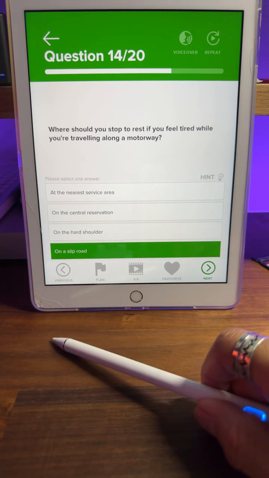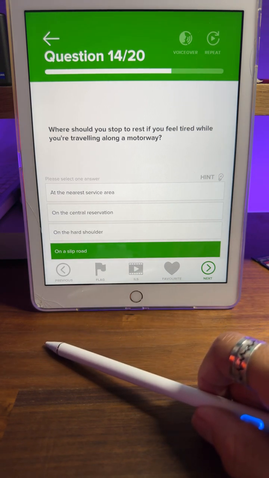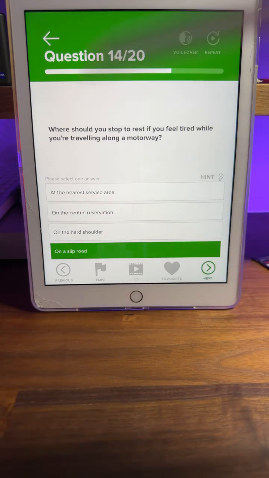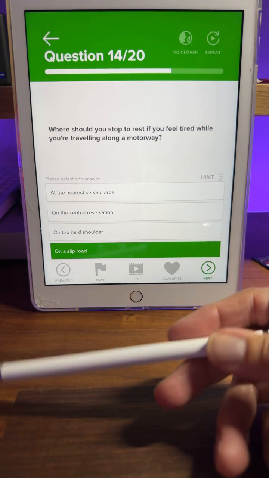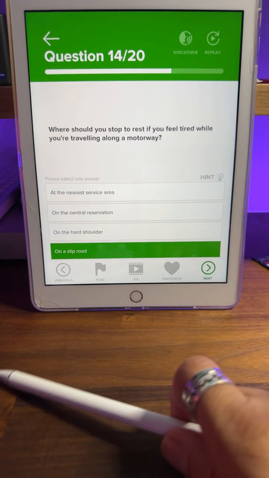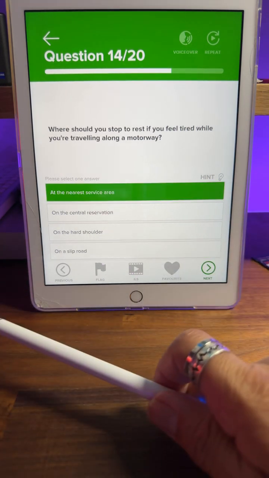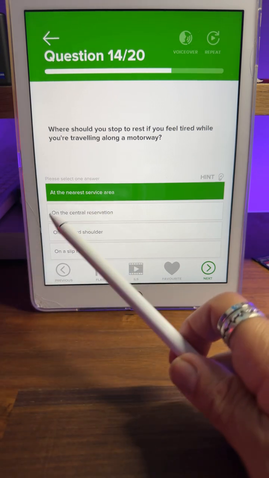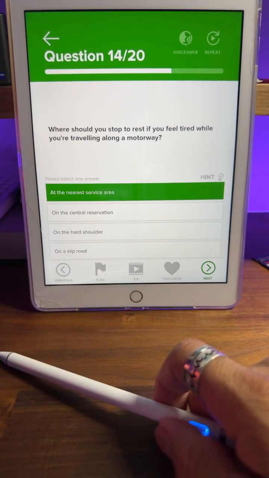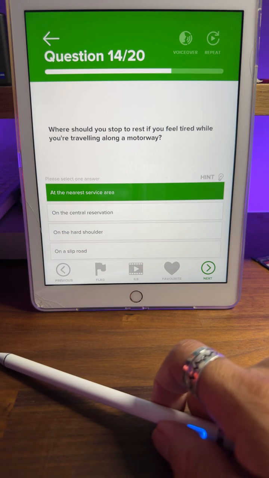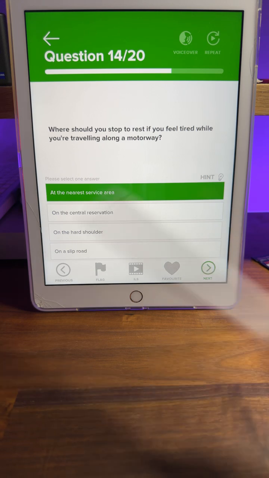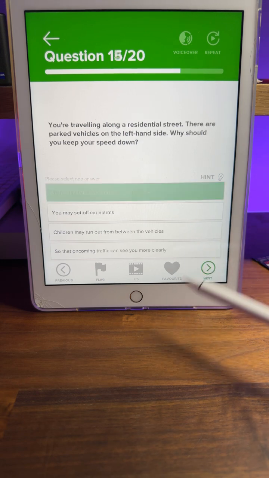On a slip road, no, the same thing. You should not be stopping on a slip road either, unless you're broken down. You're going to have vehicles coming past you at 50, 60, 70 miles an hour. That could be extremely dangerous if they're not aware that you're there. So if you're tired and you need a rest or something, stop at the nearest service station area, park up, maybe get a coffee or something, have a rest, have a walk around, have a power nap, do all of that. Yeah. Okay.